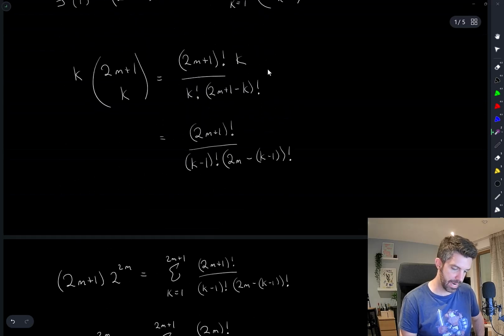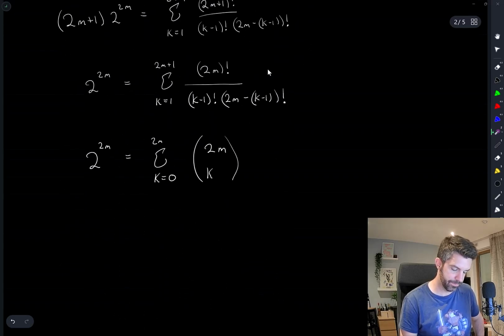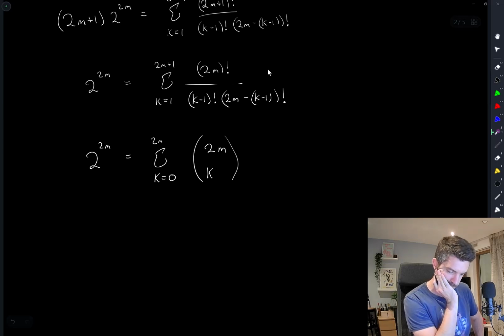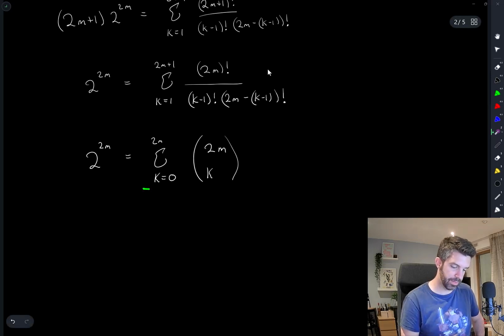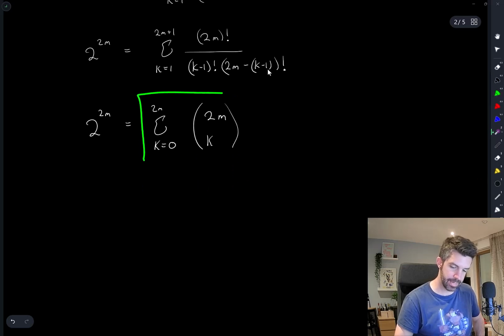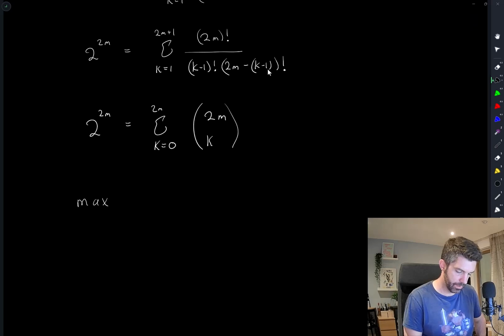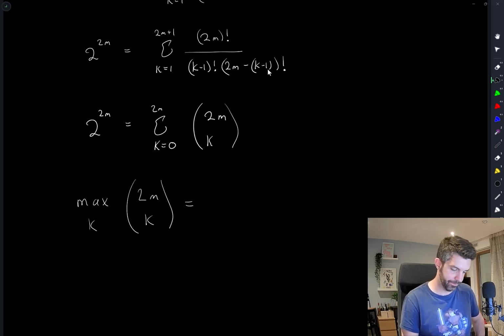But okay, maybe we go back to, maybe there's something we can do here. We can manipulate that. Okay. So what is the maximum with respect to k of 2m choose k? This happens when k is equal to m. This is equal to 2m choose m.